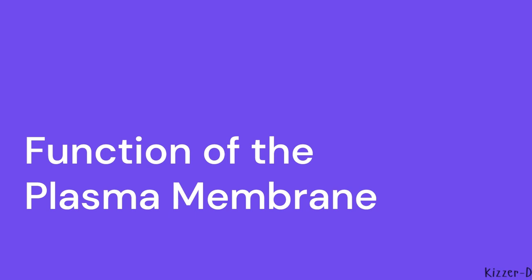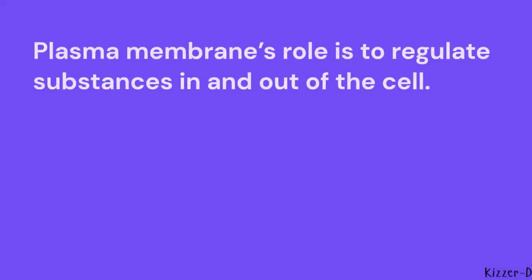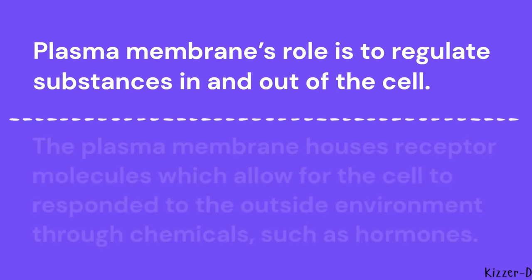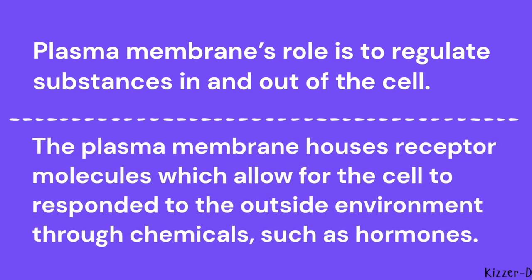You may know or have been taught that the plasma membrane's role is to regulate substances in and out of the cell. Also that the plasma membrane houses receptor proteins or molecules which allow the cell to respond to the outside environment through chemicals such as hormones. If you were to write this answer in a test, you would score a good mark as the statements are correct. But what do these statements actually mean?